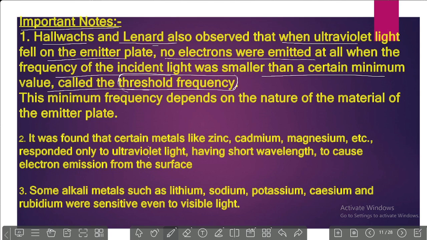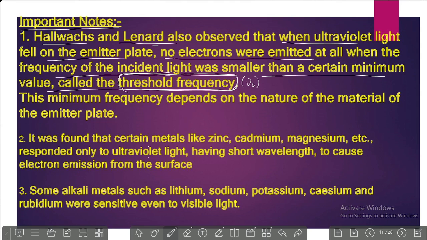So here we understood that the emission of photoelectrons depends on some minimum frequency of light. That is called the threshold frequency, or nu naught. Below this no photoelectrons will be emitted. Above this only electrons will be emitted. So the existence of a threshold frequency is understood from the experimental observations.